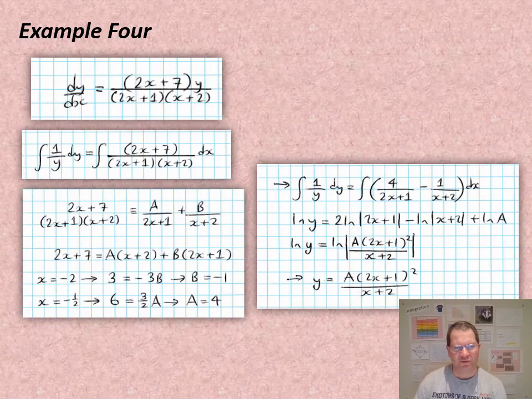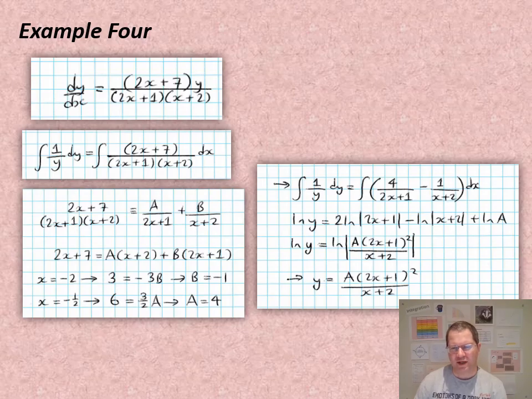I'm not going to read it all out, but in the bottom left box, we are working out what the partial fractions are. We get A as 4 and B as minus 1. And then when we substitute that back in for our integral, we get 1 over y integrated is the integral of 4 over 2x plus 1 minus 1 over x plus 2 integrated.